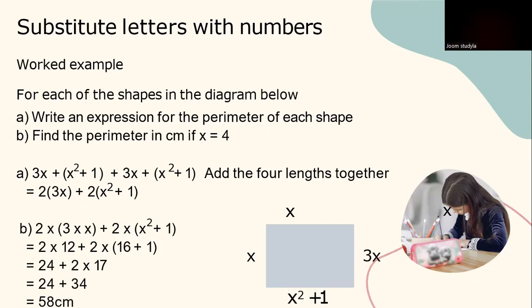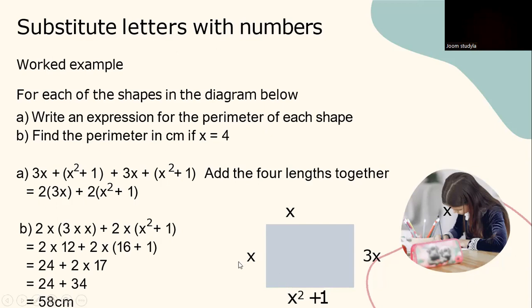And this is actually also the same question, but a different diagram. So given the values are 3x, x, and x to the power of 2 plus 1. If you want to know the total length of all four sides, it means 3x plus x to the power of 2 plus 1 plus 3x plus x to the power of 2 plus 1. So you have to add up the 4 lengths together.